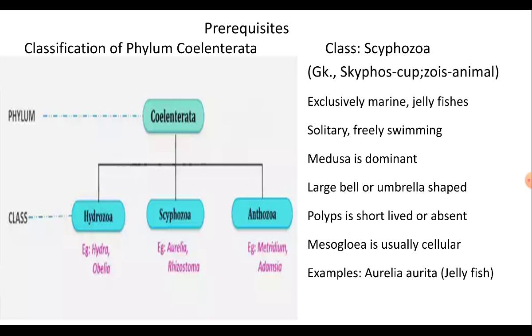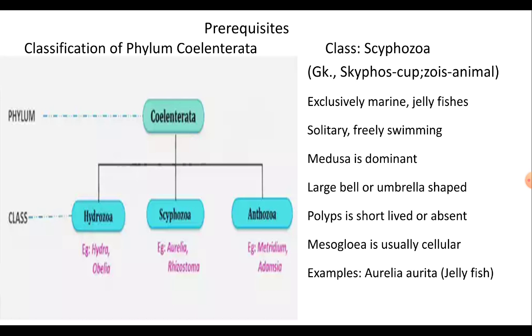Students, as we all know, phylum Coelenterata has been classified into different classes based on the dominance of morphological form, that is, the type of individual that dominates in its life cycle, whether the sessile polyp stage or the free living medusae form. The first class is class Hydrozoa, in which the polyp stage is dominant and the medusae stage is short lived.